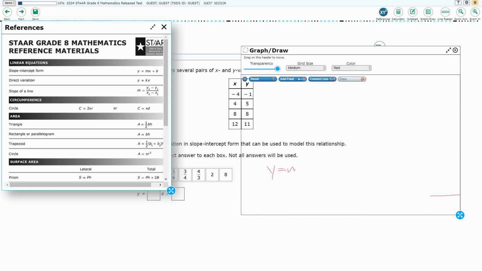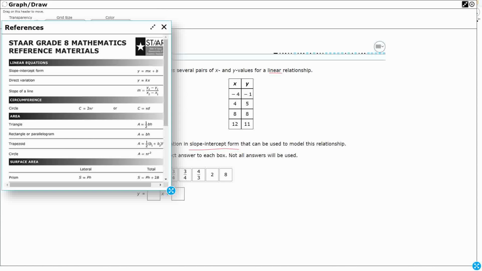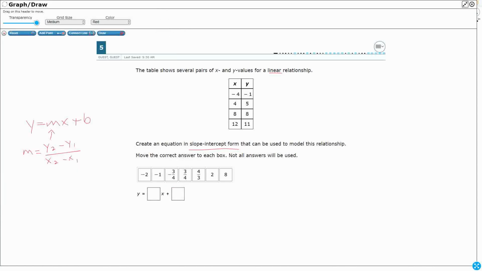Y equals mx plus b. And you can at least learn what the m is on our reference materials. They don't tell you what the b is, but we can solve for that. The m is the slope of the line, right? So we can use this equation. It's going to be y sub 2 minus y sub 1 over x sub 2 minus x sub 1. That's change in y over change in x. And so that's rise over run is what we typically think of.